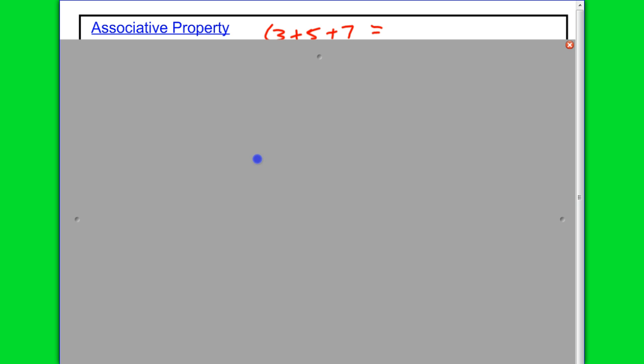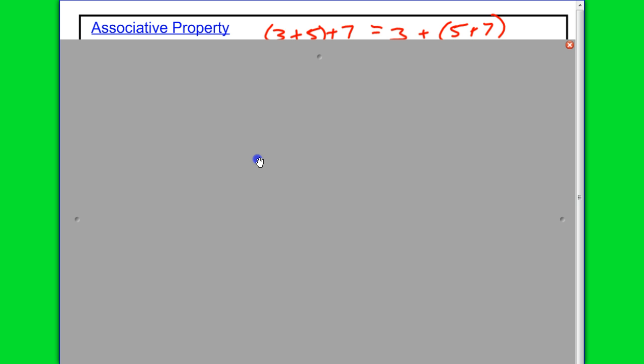Okay, we could do it left to right. We could do 3 plus 5 first. And 3 plus 5 is 8. And 8 plus 7 is 15. So the other way we could do it is leave the 3 there, and we could just combine the 5 plus 7. Let's see, what is 5 plus 7? 12, and 12 plus 3 is 15.